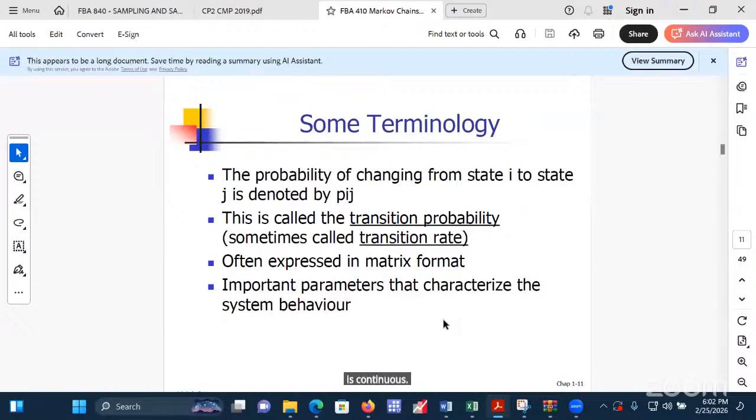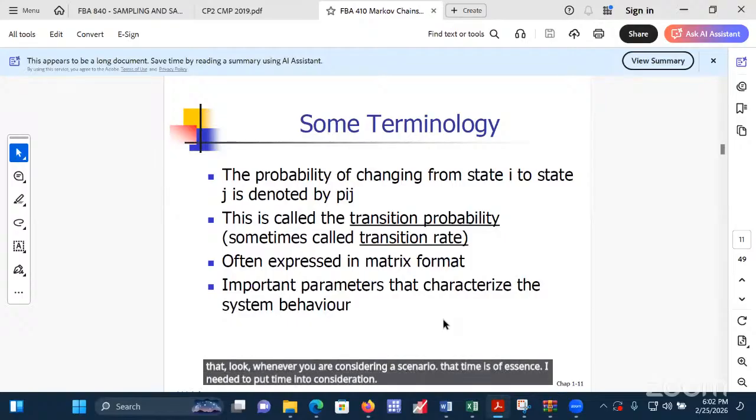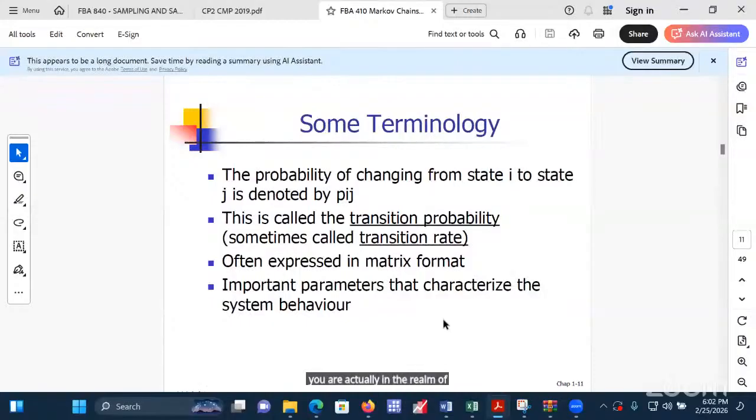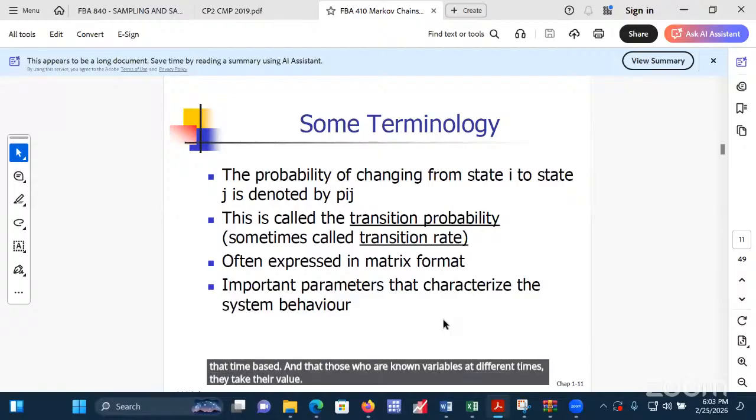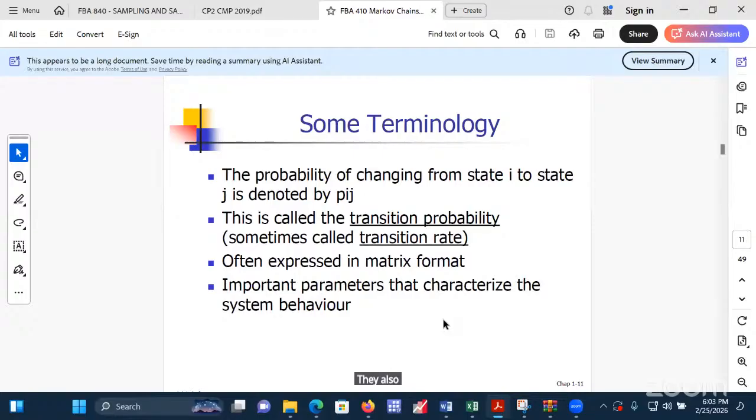That's where it falls. But this is the first time that you are recognizing that problem as a stochastic problem. That look, whenever you are considering a scenario that time is of essence and needed to put time into consideration, you are actually in the realm of stochastic process. So I define a stochastic process as a collection of random variables that are time-based. Those random variables at different times take their values. They also assume positions. They take different realizations.